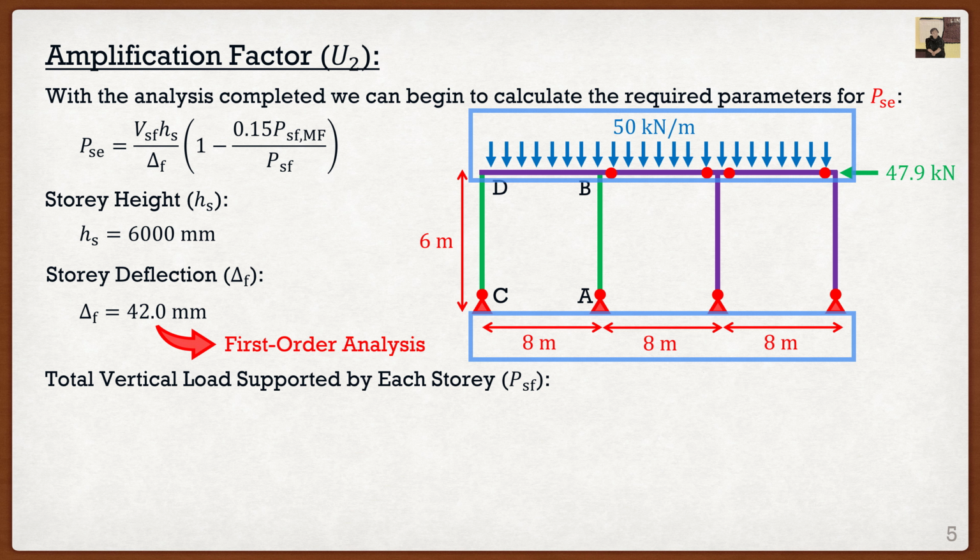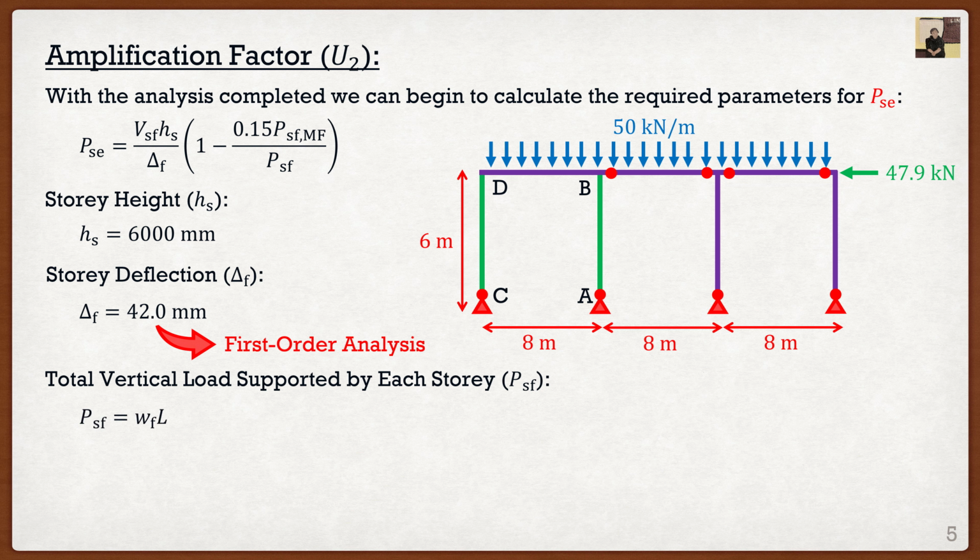How do we do that? Well, we multiply it by the distance which it acts. So we have 8 meters plus 8 meters plus 8 meters. So PSF is going to be equal to W times L. So we take the 50, we multiply it by 8 plus 8 plus 8, and we get 1200 kilonewtons. Nice and simple. So those are the easy parameters.